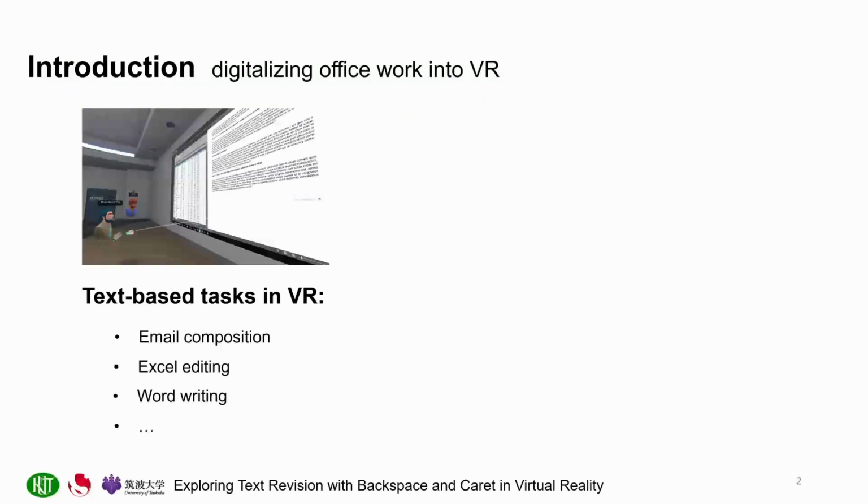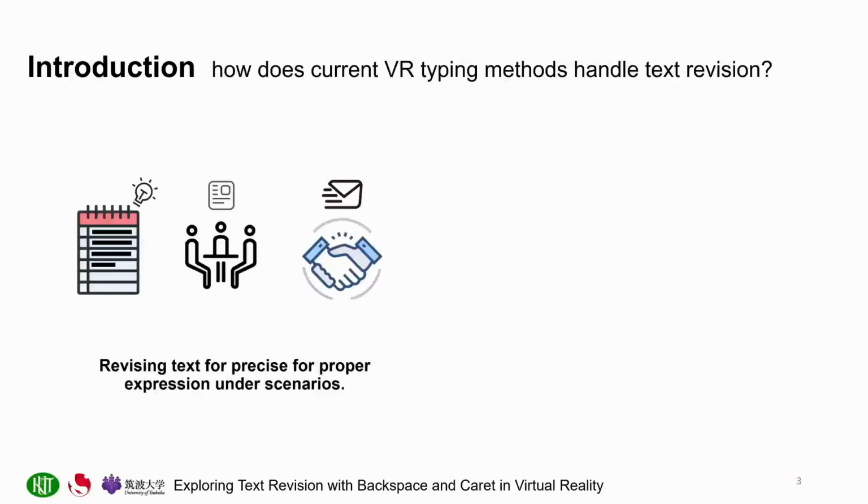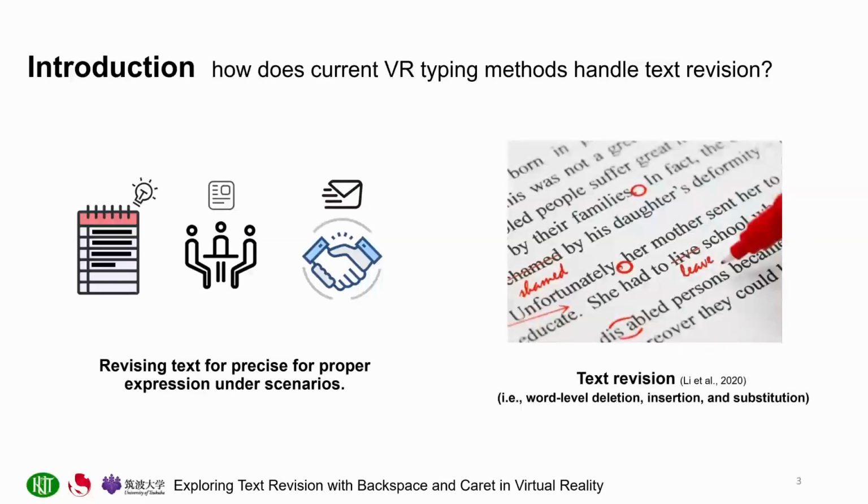During the virtualization process of daily office work into VR, we found plenty of scenarios where effective and useful typing methods are needed. Based on voice-to-text and AI-assisted techniques, users can enter typo-free text quickly into VR applications. In real-life scenarios, we also need to change the entered text to express precise or proper intention. That brings us the question: for virtual reality scenarios, how do current VR typing methods handle text revision?